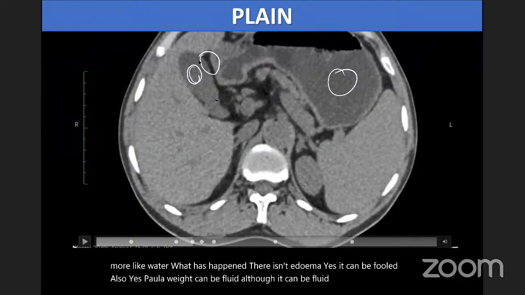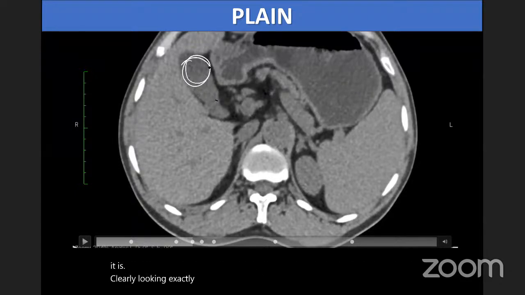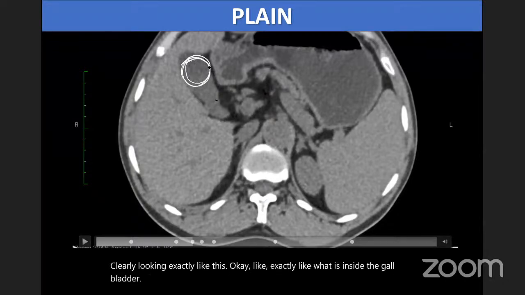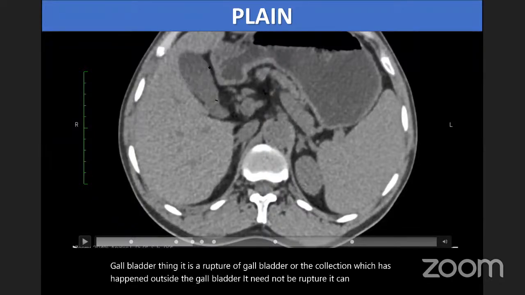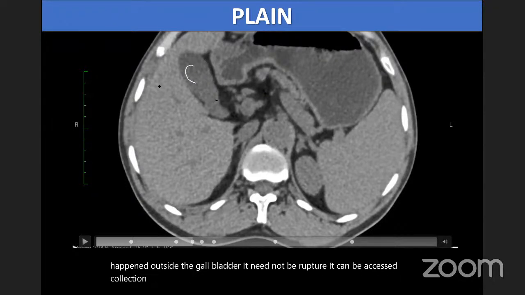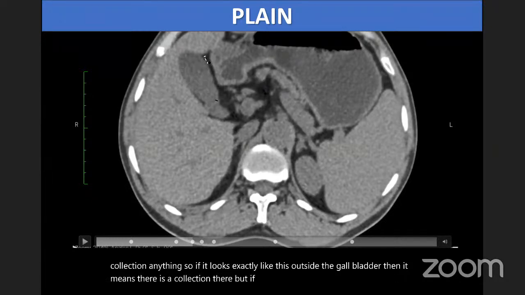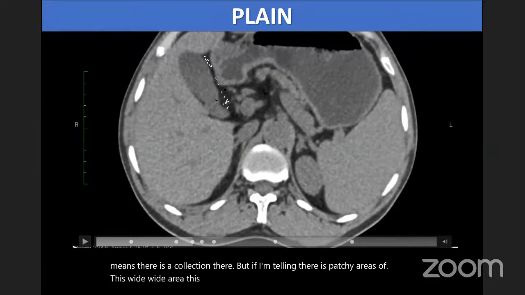If it is looking exactly like what is inside the gallbladder, it is a rupture of the gallbladder or a collection which has happened outside the gallbladder. It need not be a rupture, it can be an abscess or collection, anything. If it looks exactly like this outside the gallbladder, then there is a collection there. But if there are patchy areas of this white area, we call it fat stranding.